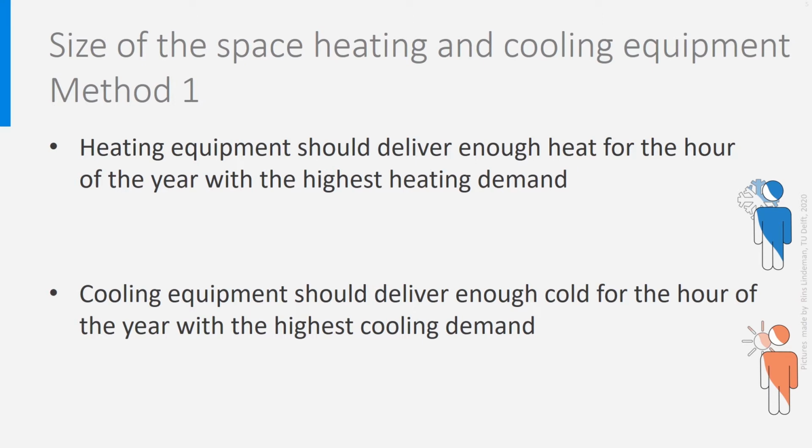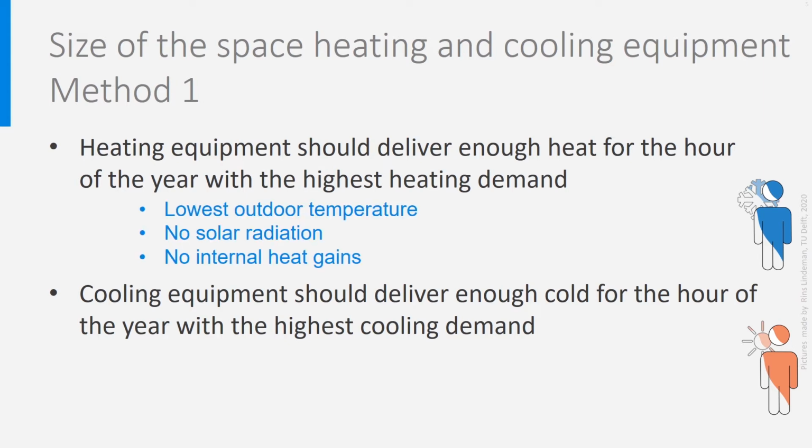Let's start with the heating equipment. You know everything about the energy balance and the effect of transmission, ventilation, solar and internal heat gains. Take 3 seconds to think about the weather characteristics relating to this hour with the highest heating demand. What are they? Well, for sure, that will be the coldest hour of the year, maximizing the transmission and ventilation losses. And probably it will be at night with no solar gains at all. And to have some margin, we can also assume that there are no internal heat gains.